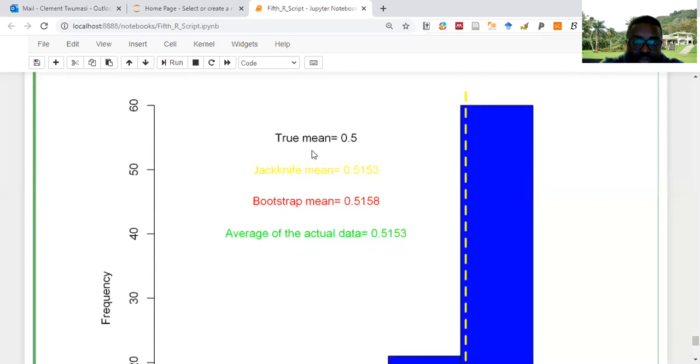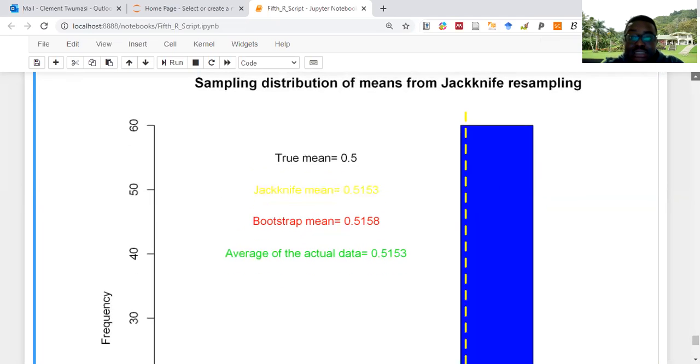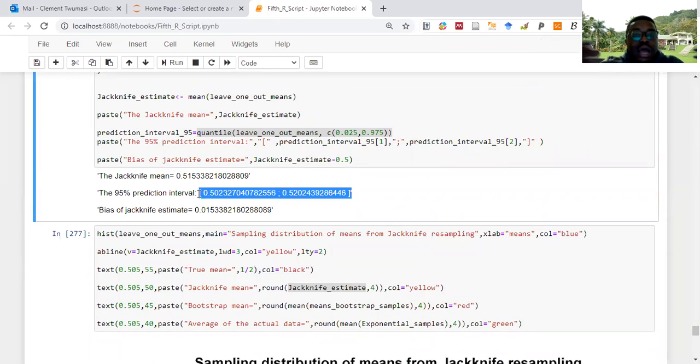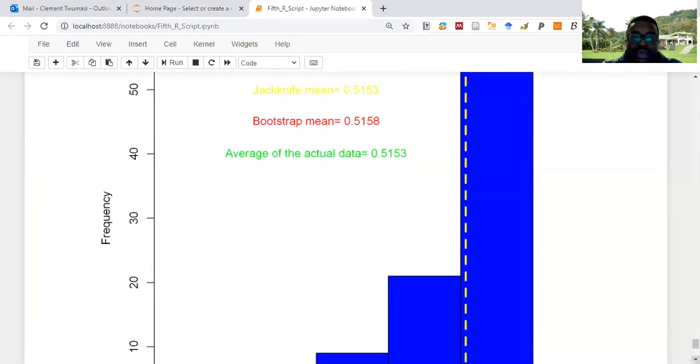So here you find out that the true mean is 0.5. The Jackknife mean was 0.5153, which was actually the same as the actual average of the data. But the good thing is that with this one, I've still been able to obtain a prediction interval around it. If you had found the normal average, you couldn't have added any confidence bound or any uncertainty around it. So that's the essence of the Jackknife sampling.